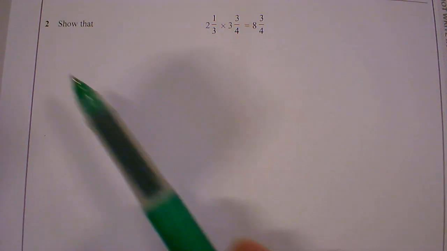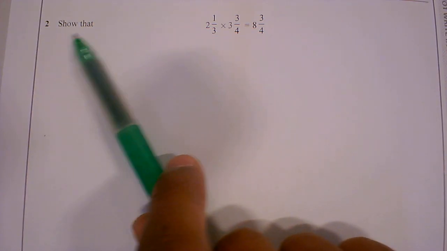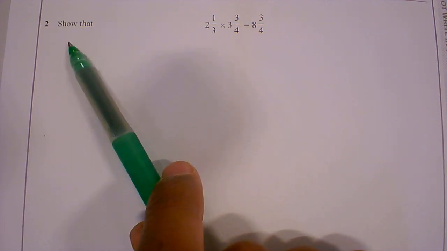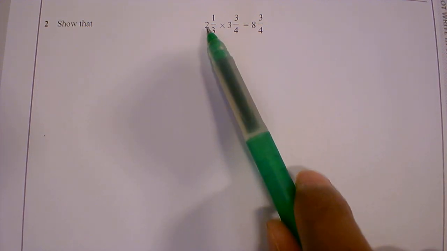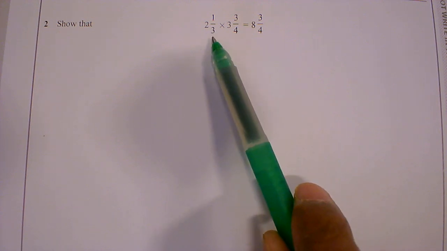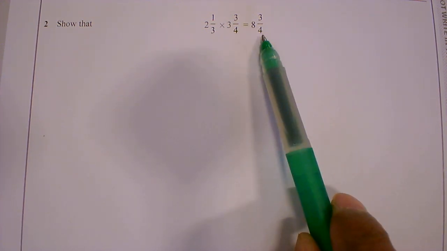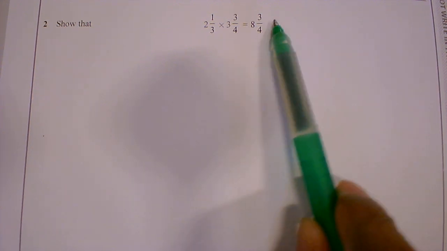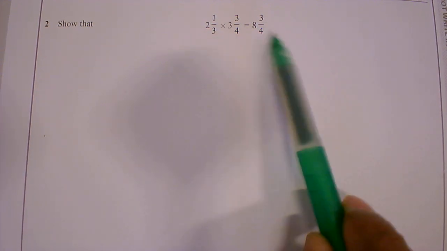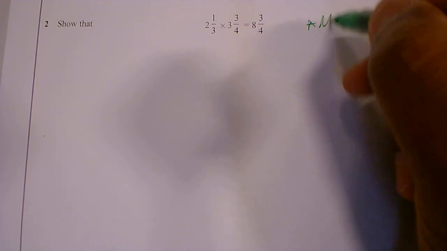Question 2, show that. So show that means we are going to be given the answer. Show that 2 and a third times 3 and 3/4 equals 8 and 3/4. So you can see here my answer is given. So this topic is mixed numbers.